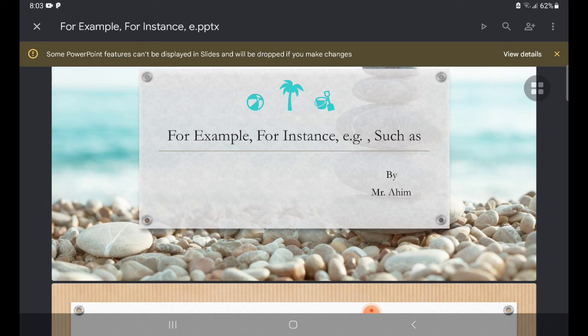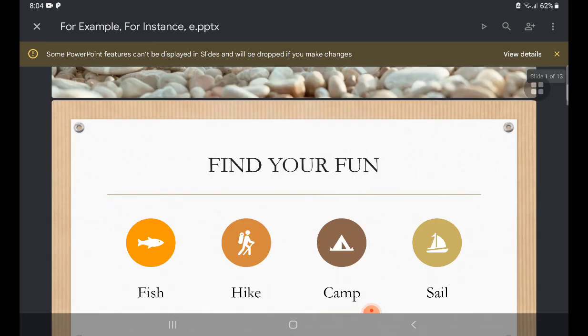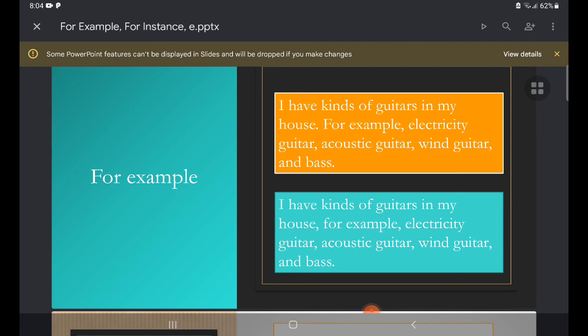As we know, for example is a common phrase that we use to mention some things, like: I have kinds of guitar in my house, for example, electric guitar, acoustic guitar, wind guitar, and bass, and also etc. And also: I have kinds of guitar in my house, for example, electric guitar, acoustic guitar, and bass. For example, here there are two kinds of for example.